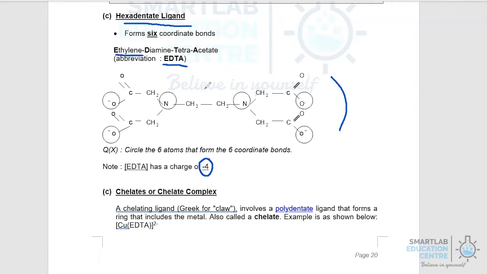It stands for ethylene. Ethylene is this group. Diamine, 2 nitrogens. Tetraacetate. Acetate is equivalent to ethanoate, which is actually these 4 groups here.